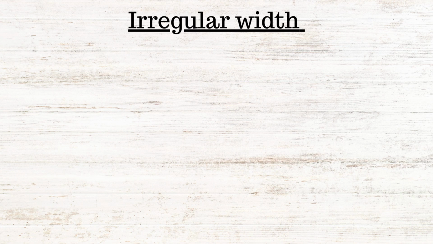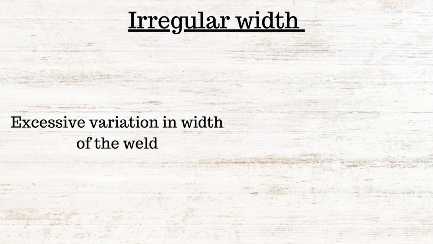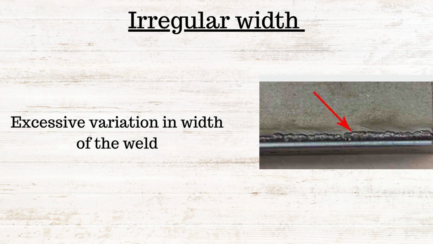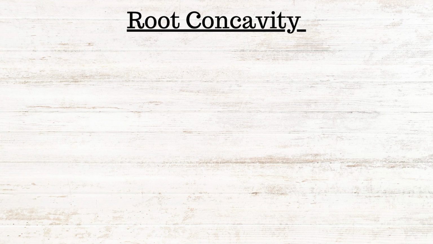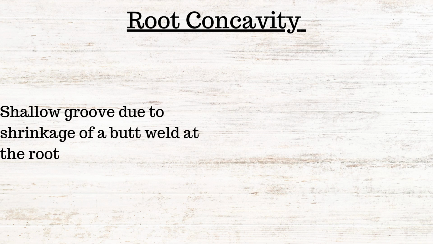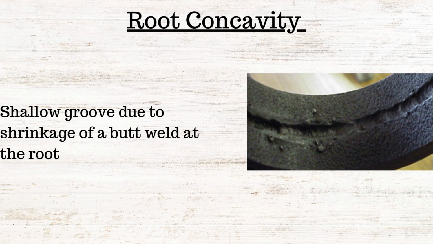There is another type of imperfection which is called irregular width, where you can see excessive variation in width of the weld occurring throughout the length. Right, so this also you can see in the photographs for clarity. There is another type of imperfection which is called root concavity, which is a shallow groove due to shrinkage of a butt weld at the root. You can see the photograph.